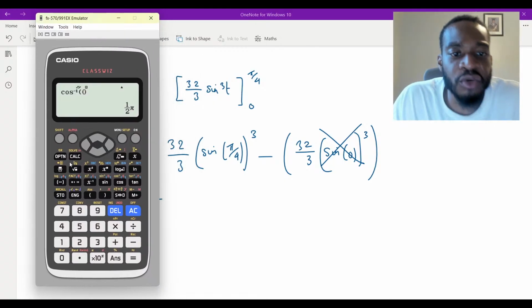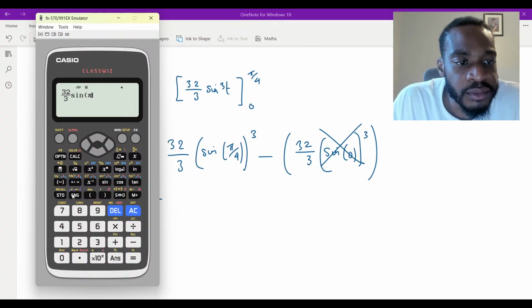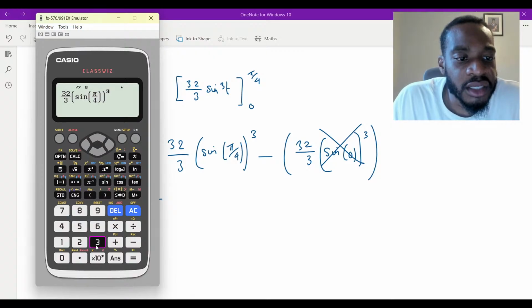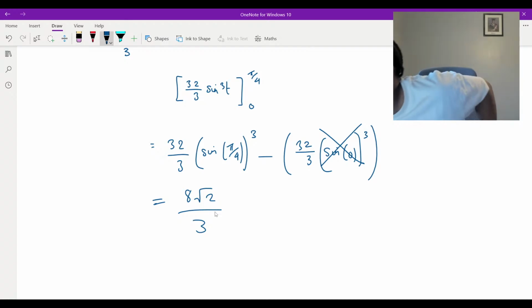My calculator is in radians. So 32 over 3, sine of pi over 4, cubed, and that is going to be equal to 8 root 2 over 3. And that is going to be the answer. Does that make sense, guys? We happy with that?